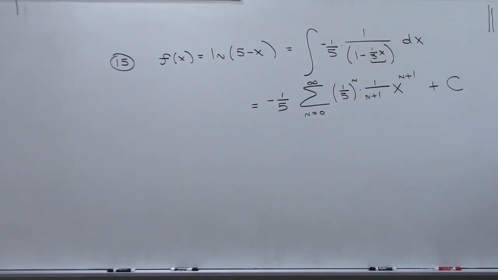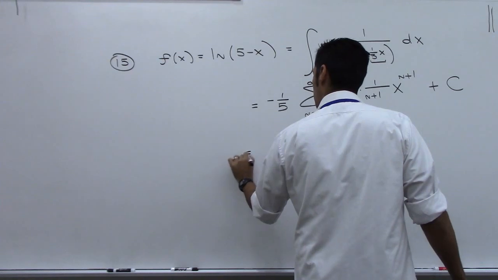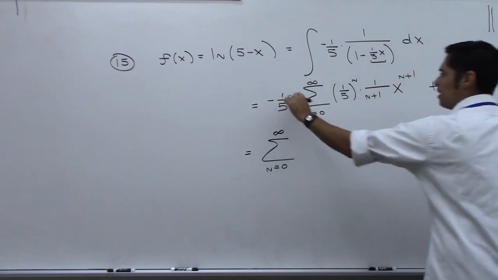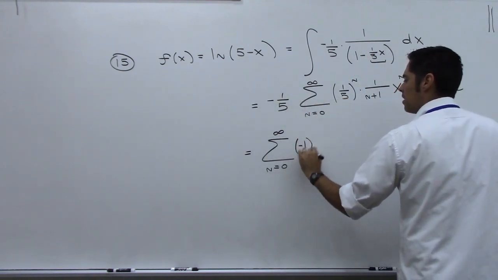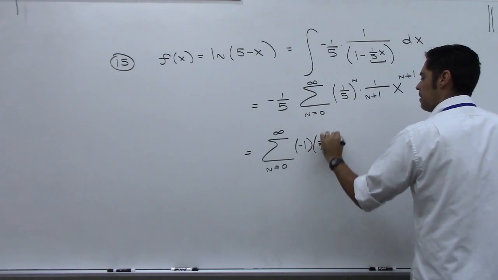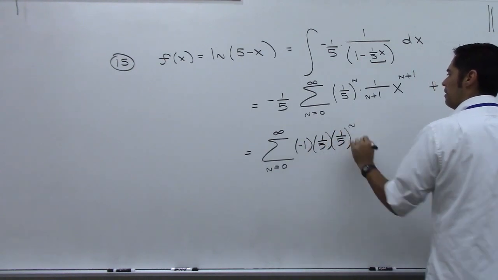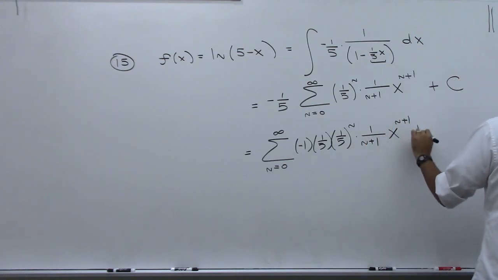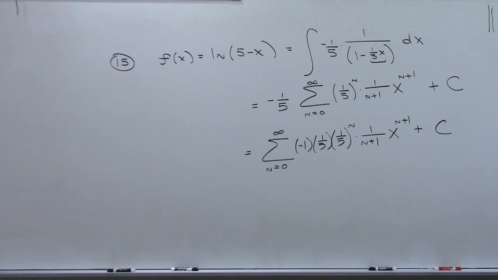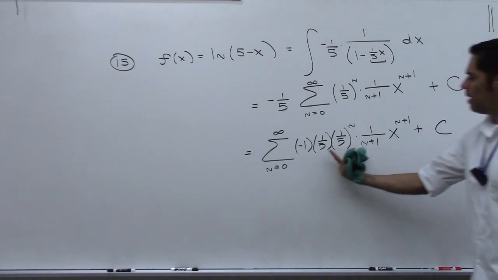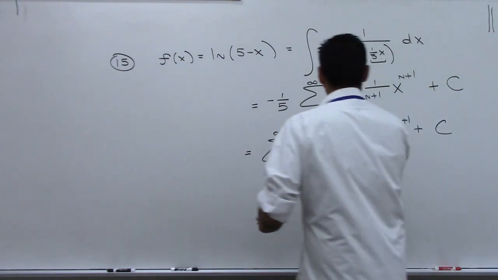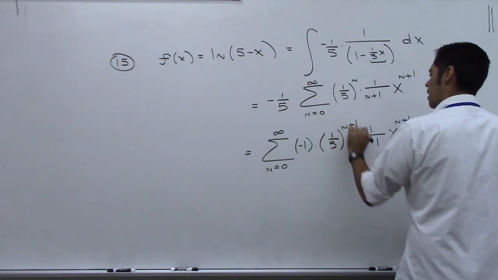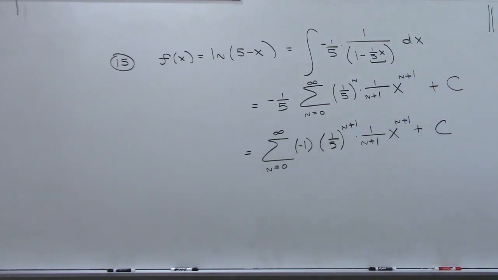Now what I'd like to do is bring that negative 1/5 in. So I'm bringing that negative 1/5 in. I'm going to leave a negative 1 on the outside. I'm going to peel off the 1/5. I have a 1/5 to the n. I have 1 over n plus 1, x to the n plus 1, plus some constant. And then I'll put these two together, which will give me 1/5 to the n plus 1. And that is a power series representation.